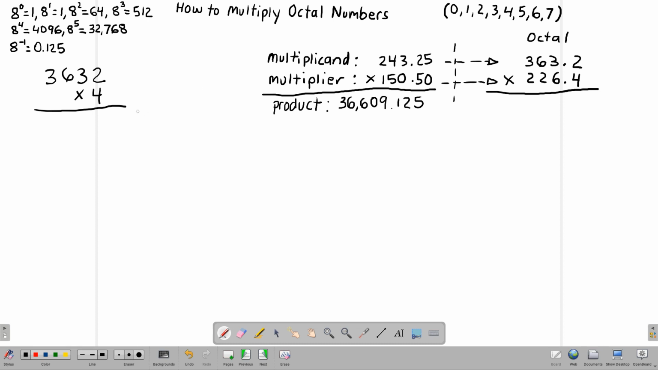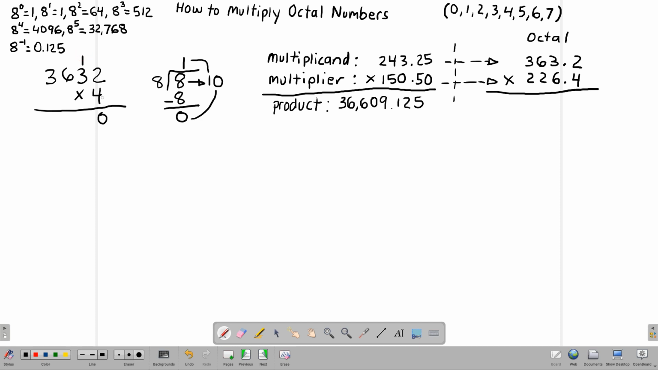So let's compute. So we have 4 times 2 is 8. But 8 is not represented in the set of octal numbers, so we have to convert it. So we say 8 goes into 8, and 8 goes into 8 one time. 8 times 1 is 8. We subtract. We get a remainder 0. And what this says is that 8 is represented in octal by the value 10. And so 0 goes here, and a 1 is carried.